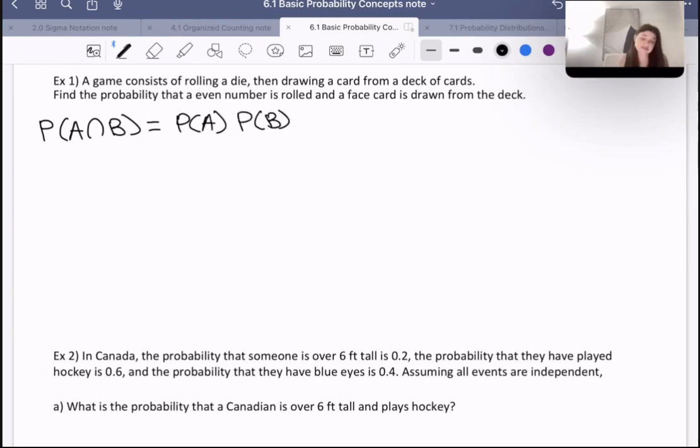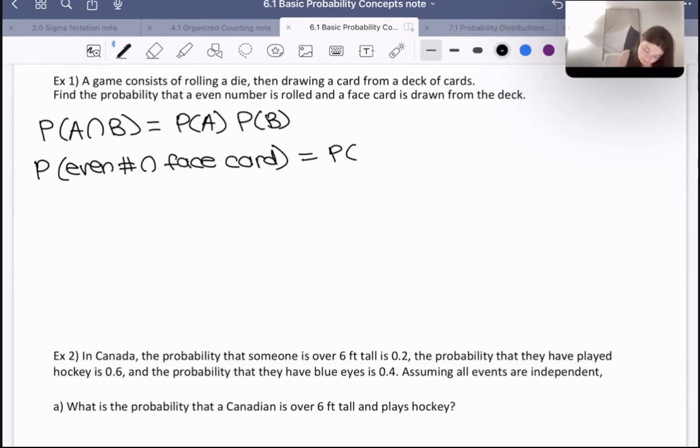So in this situation, what are the probabilities? Let's let A be the even number on our die, and let's let B be drawing a face card from the deck. So the probability of A and B is going to be equal to the probability of an even number times the probability of a face card.